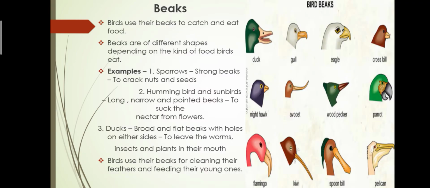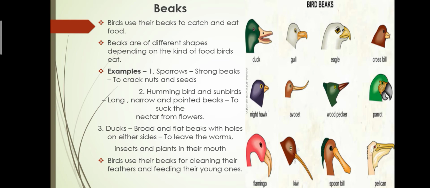Now another feature, that is beaks. Birds use their beaks to catch and eat food. In this picture, you are able to see different kinds of birds, and they have very different kinds of beaks. Beaks are of different shapes depending on the kind of food birds eat. For example, sparrows have very strong beaks, so they can cut the food and crack nuts and seeds.